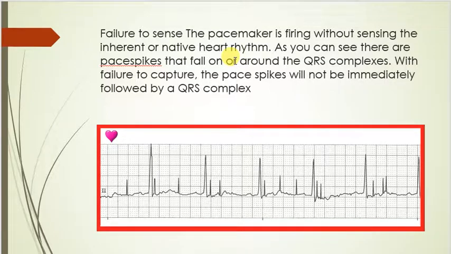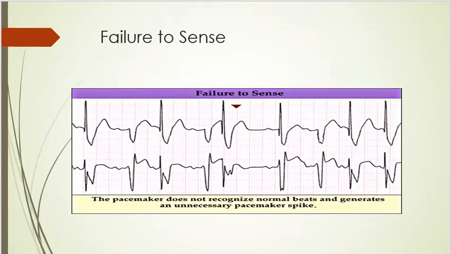So as you see, there are pace spikes that fall on and all around the QRS complex. And with failure to capture, the pacer spikes will not be immediately followed by a QRS. So you're not seeing any kind of QRS complex here. Same thing here. It's a little harder to see, but you'll see this little pacemaker spike here, because the patient's own rhythm, the patient's own rhythm. Boom, there's the pacemaker spike. And then it's not sensing when the patient's rhythm was, because here's where the patient is having his own beat.